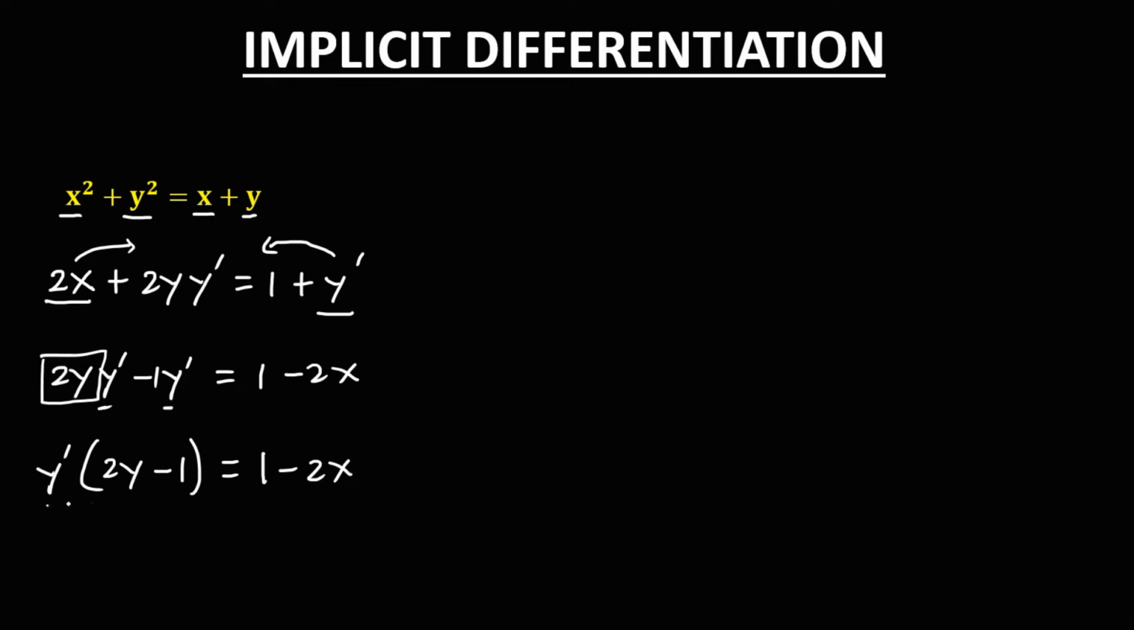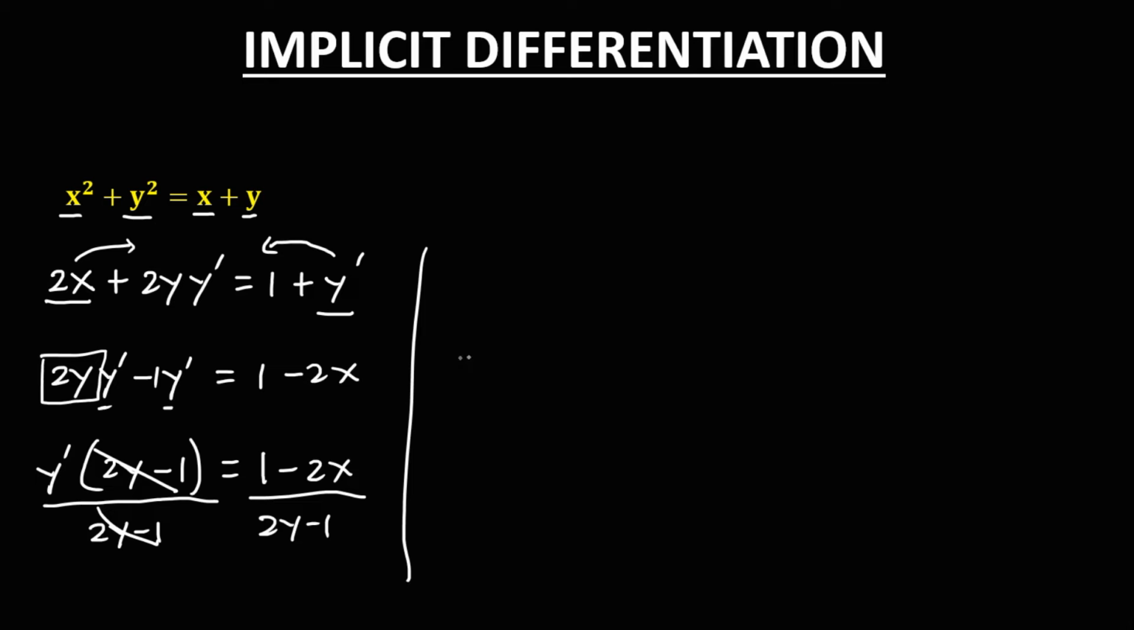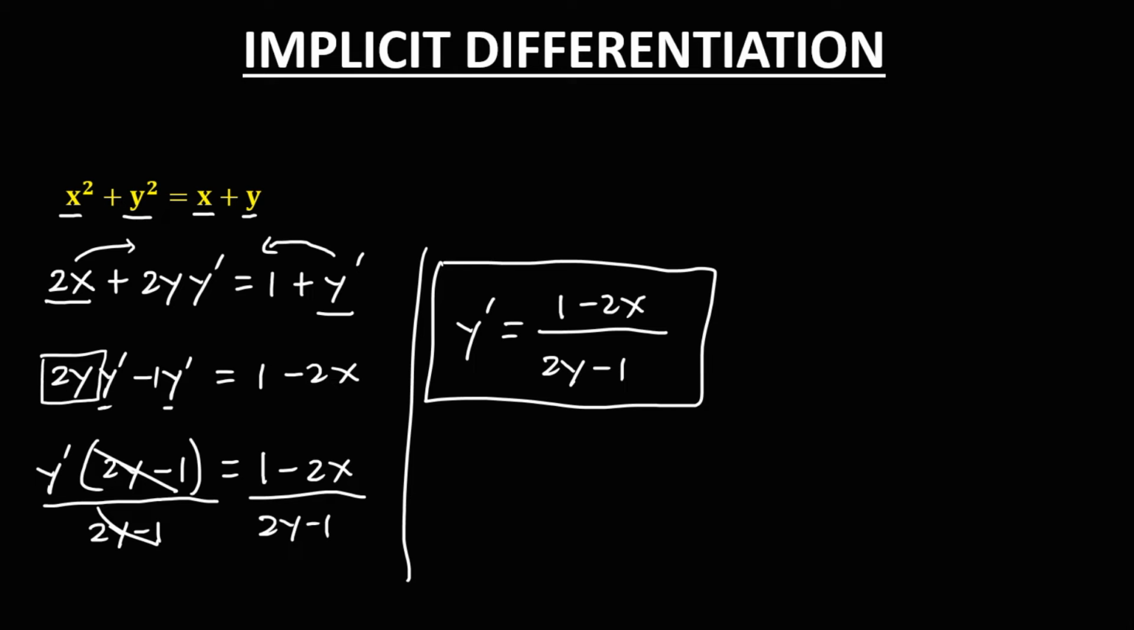Then to solve for y prime, divide both sides by 2y minus 1. Divide by 2y minus 1. So therefore, y prime is equal to 1 minus 2x over 2y minus 1. So this is now the derivative.